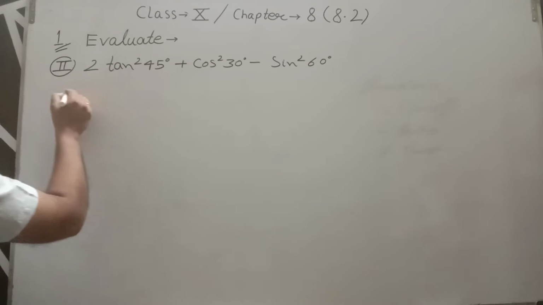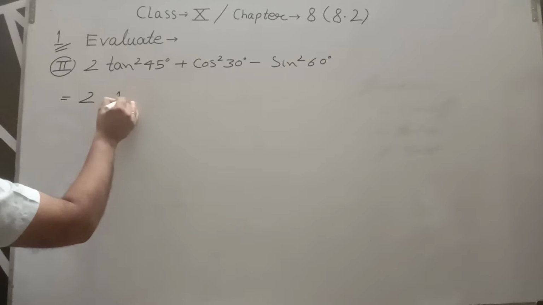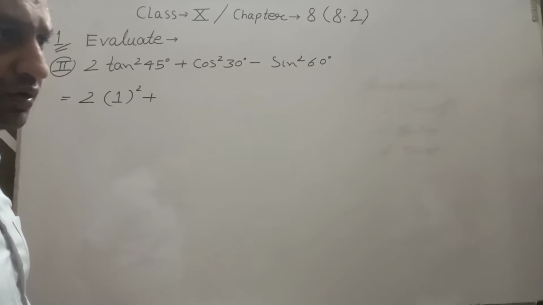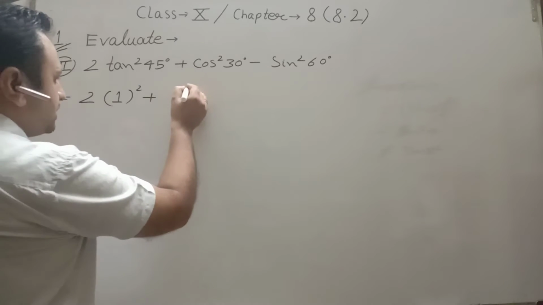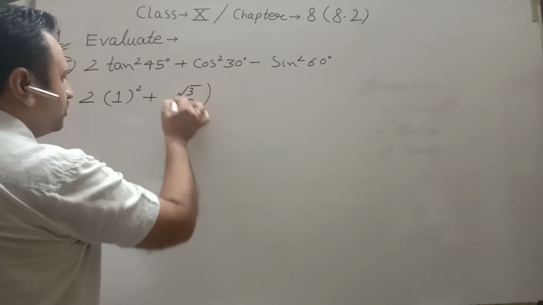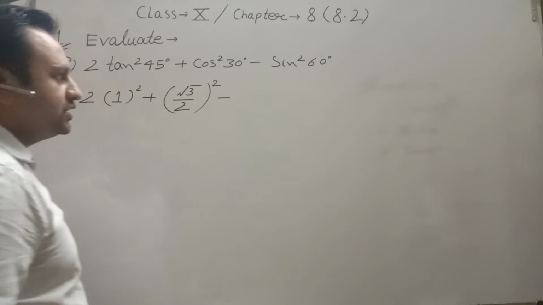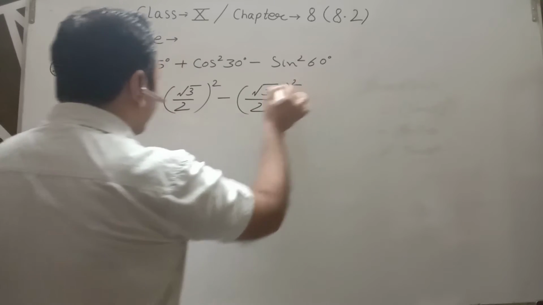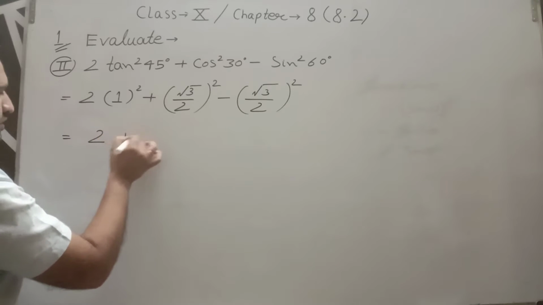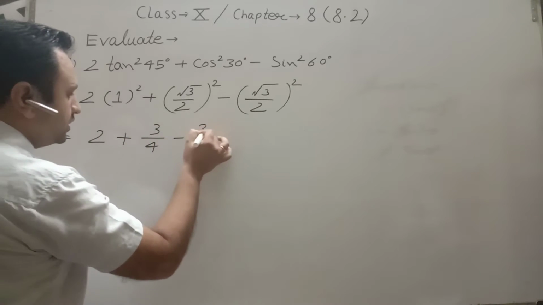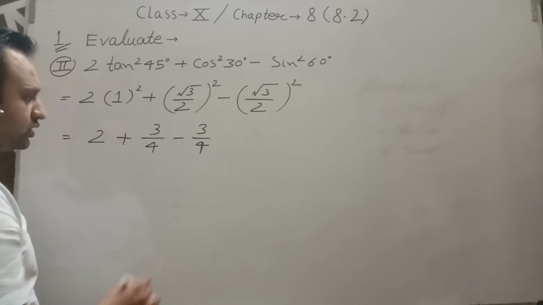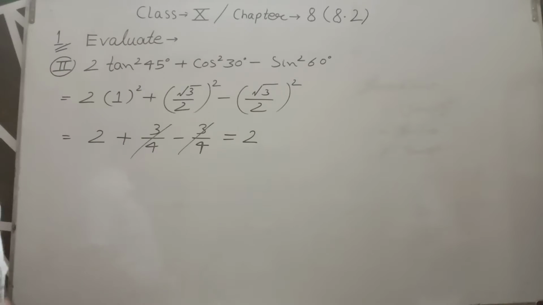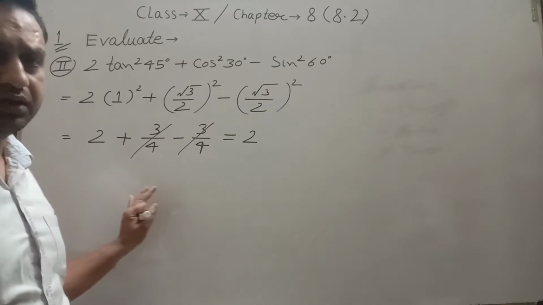To put the value of tan 45, what is the value of tan 45? Obviously 1, so 1 square. What is the value of cos 30 degree? The value of cos 30 degree is equal to the value of sin 60 degree, so it is root 3 by 2. And what is the value of sin 60 degree? It is root 3 upon 2. So 2 plus 3 upon 4 minus 3 by 4. These two values are equal, so cancel out. So the net answer is 2. So that is the second part. I hope you understood. Just note down.